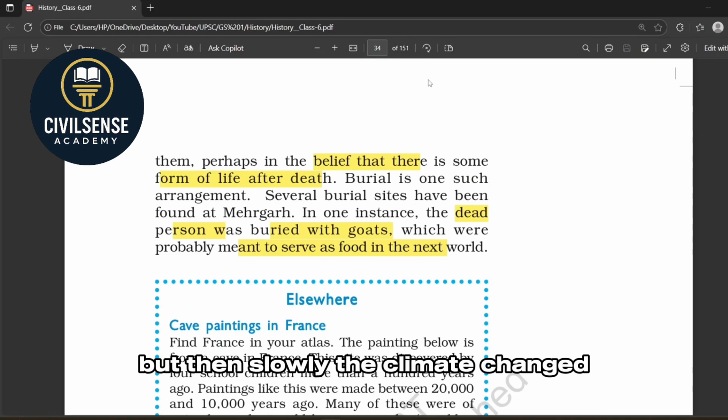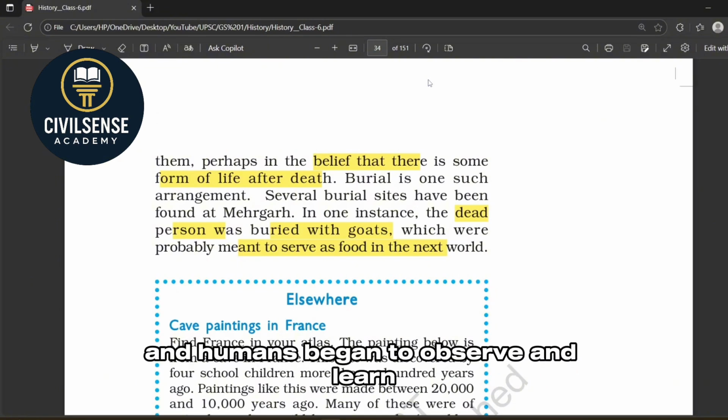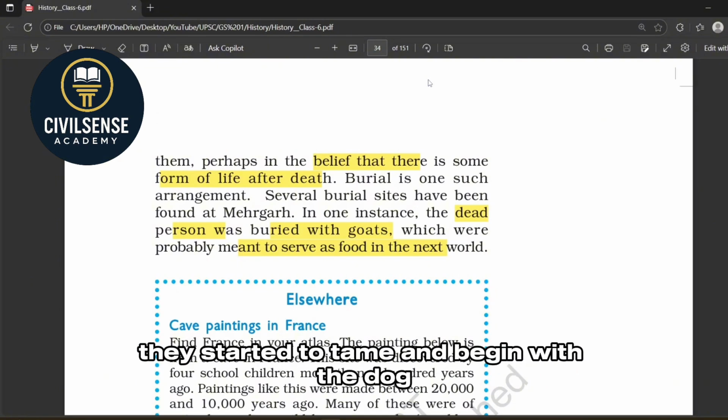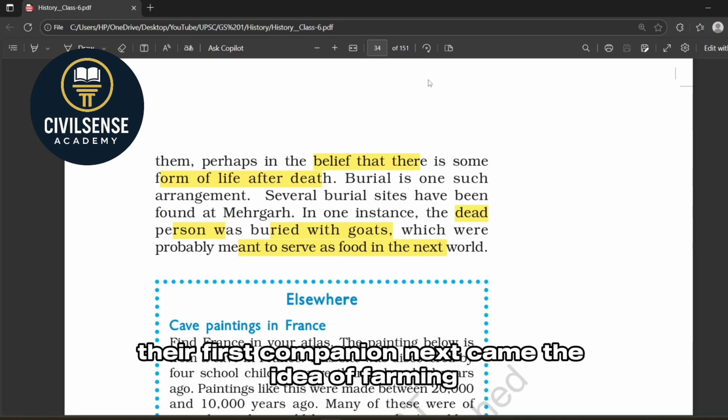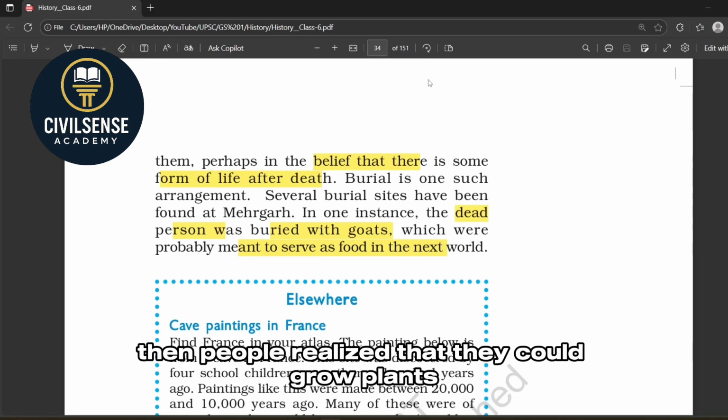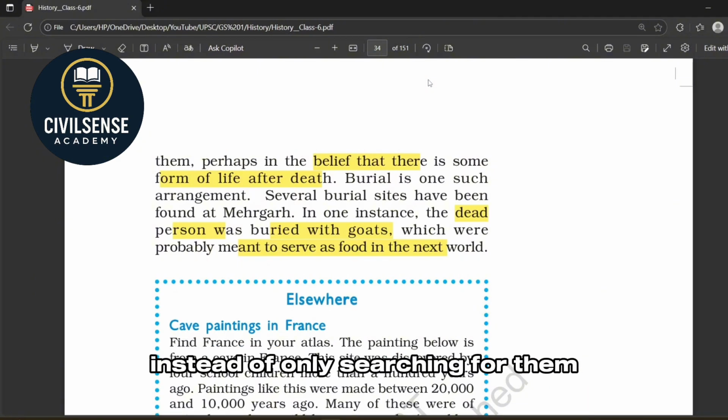But then slowly the climate changed. Warm weather brought grassland, and grasslands brought more animals, and humans began to observe and learn. They started to tame animals and began with the dog, their first companion. Next came the idea of farming. Then people realized that they could grow plants instead of only searching for them. This was the real turning point.